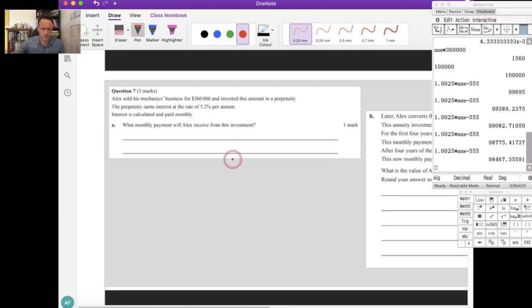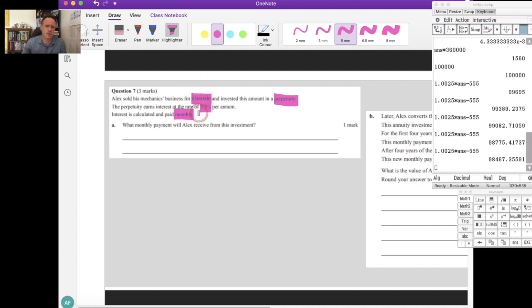Okay, Alex sold his mechanics business for $360,000 and invested this amount in a perpetuity. Pretty important that. The perpetuity earns a rate of 5.2% per annum. Interest is calculated and paid monthly. Perpetuity means that whatever interest is made is the amount of interest that is paid out, so the value never changes.